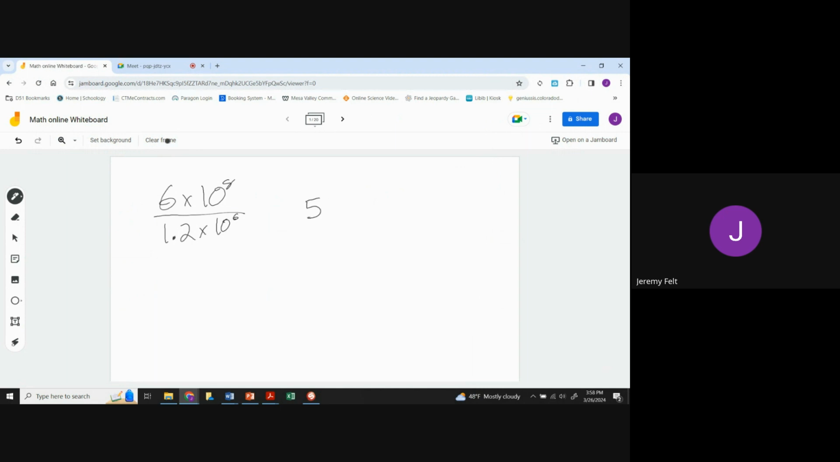Then 10 to the power of 8 divided by 10 to the power of 6. We could write this as 10 times 10 times 10 times 10, 8 times, over 10 times 10 times 10, 6 times, and cancel out 6 of them top and bottom, and we'd be left with 2. Or we can remember the rules of exponents. Since they're the same base and we're dividing, we do 8 minus 6, which we know is 2. So 5 times 10 to the power of 2, or 5.0, that's fine. We don't need to include the decimal since it's a whole number.